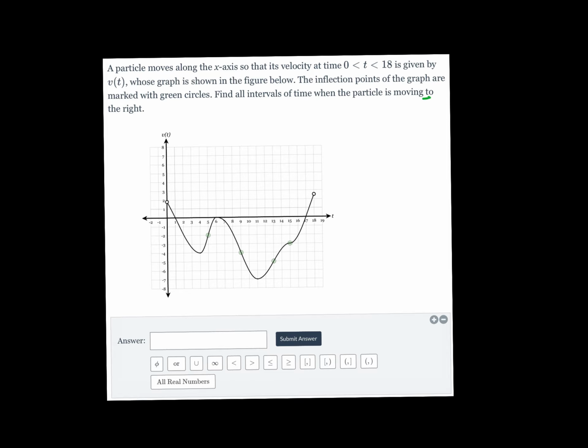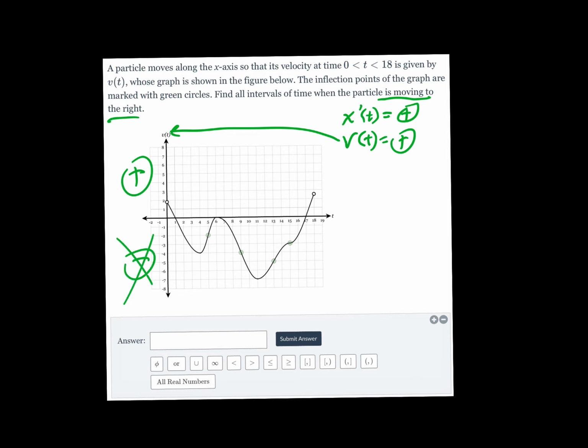Okay, so moving to the right, well, we talked about that. That is when the x position is moving, that's the derivative, and it's moving positive. The right is the positive direction. Well, the derivative is the velocity function, and we want to know when the velocity is positive. Since we are looking at the velocity graph, we want to know where the velocity is positive, not negative. So we are looking where the graph is in this region.